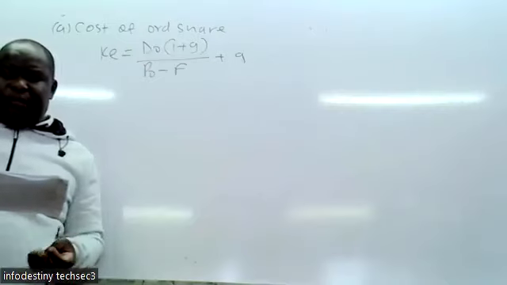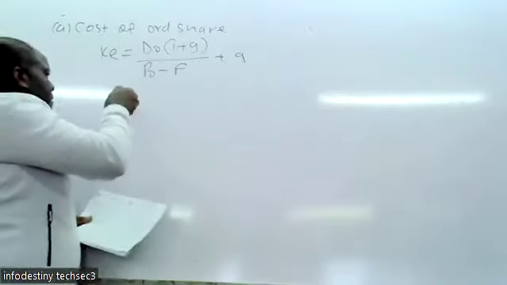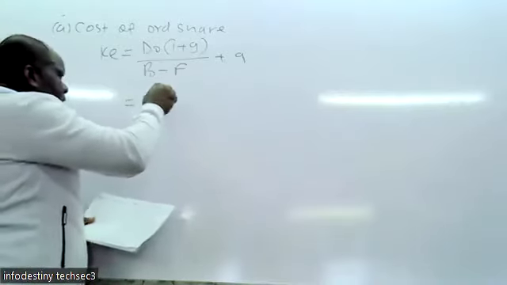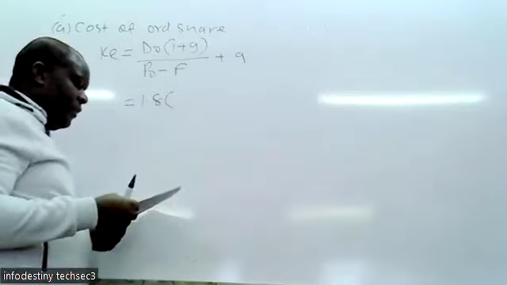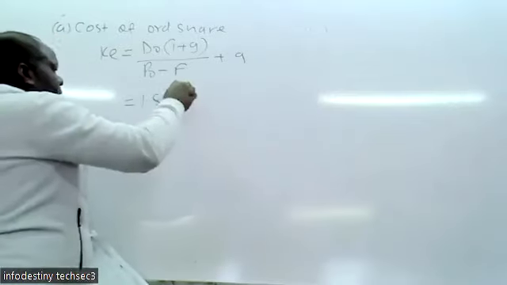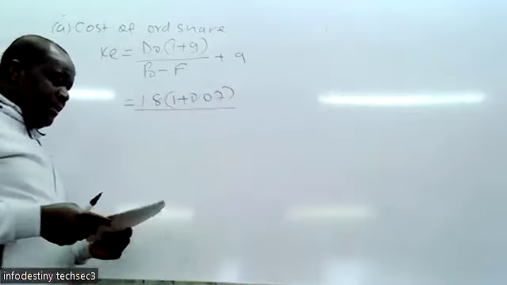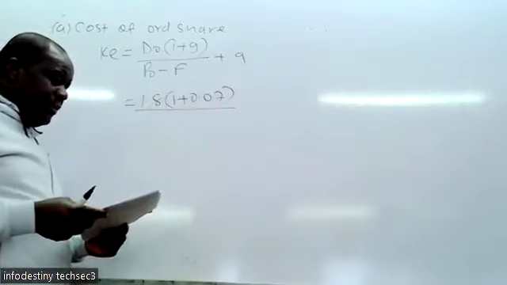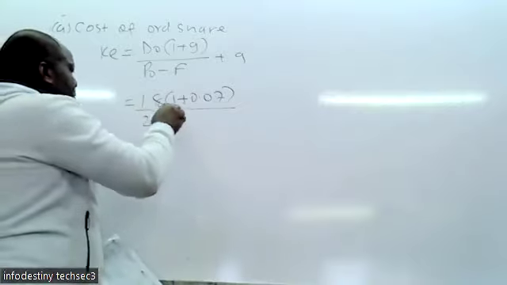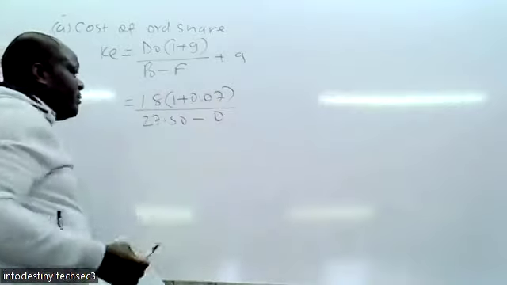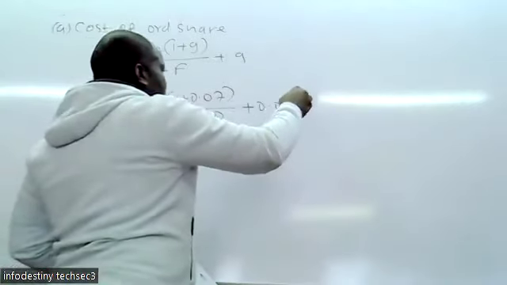Ordinary shares paid a dividend of 1.80 last year. So last year they paid a dividend of 1.8, and it is growing at 7%. 7% is the same as 0.07. P0 is the current market price. Still in note number 2, they gave you 27.50. The question did not provide for the flotation cost. Then you also add 0.07.